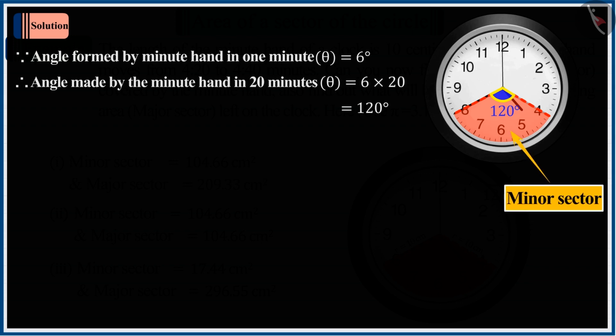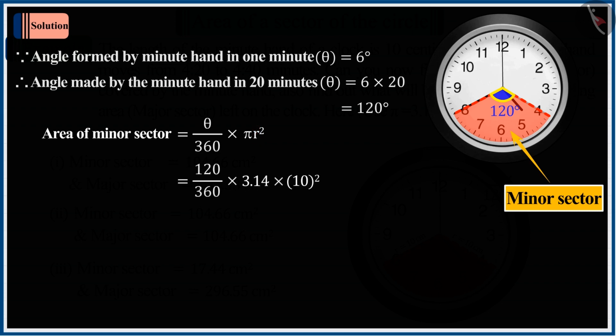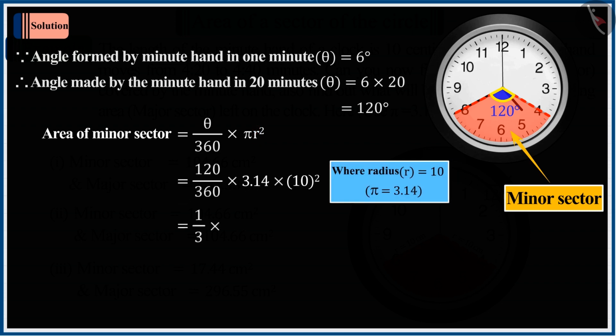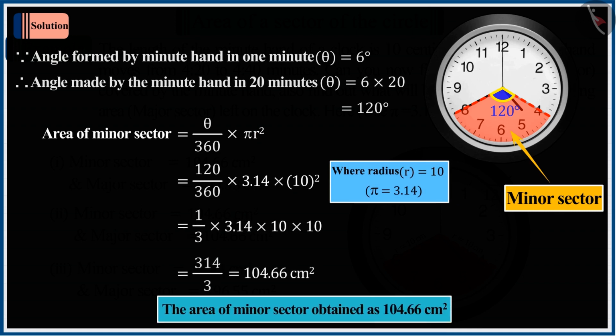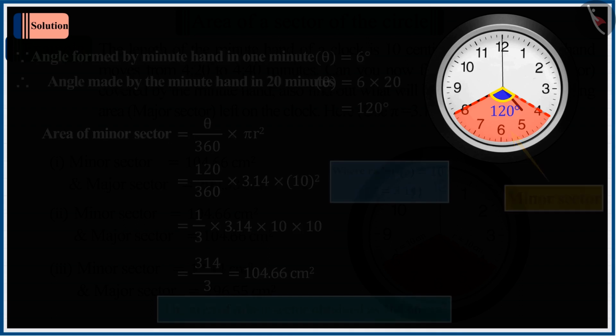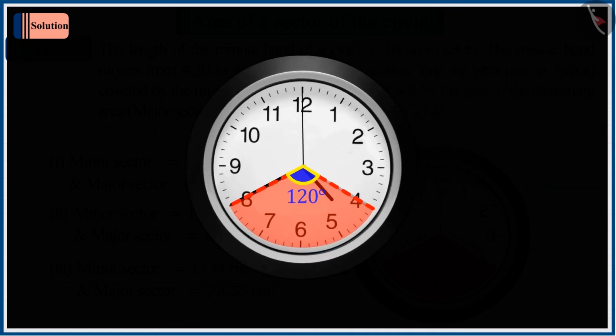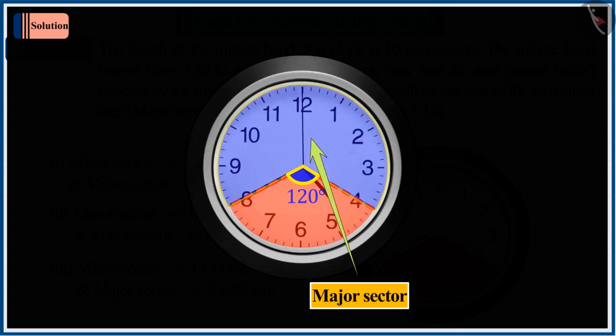By solving for the area of the minor sector, putting theta and r in the formula, the area of the minor sector is obtained as 104.66 square centimeters. We see that apart from the minor sector, we have the area of the major sector left.